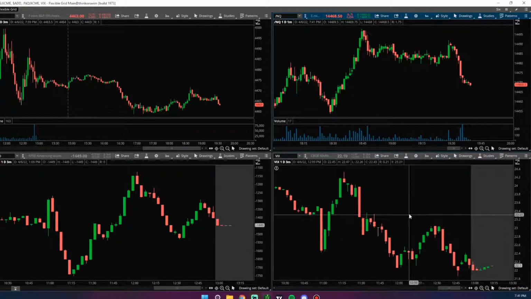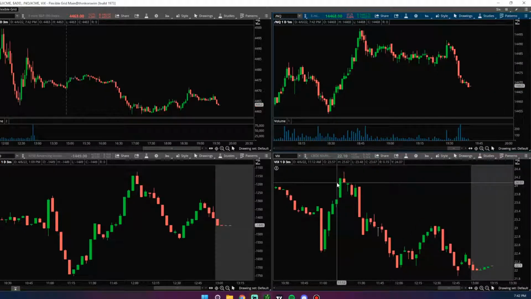VIX, most people should know this, but it basically does the inverse of the market. So when the market's going green, VIX goes red. When the market's going red, VIX goes green. And so I also look at VIX. If I'm trading S&P 500, I'll look at ES and VIX. If I'm trading NASDAQ, I look at NQ and VIX and make sure that these are inverse and that NQ is going in the direction of the trade that I'm trying to take.